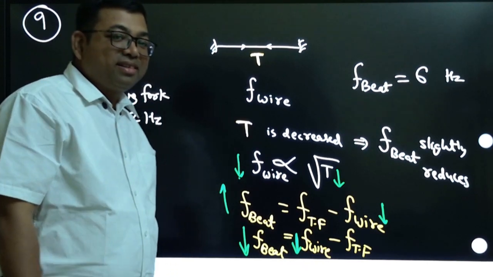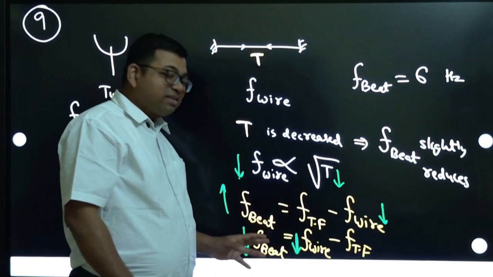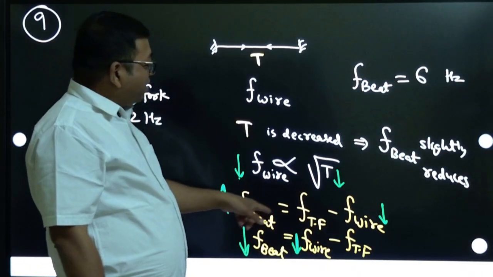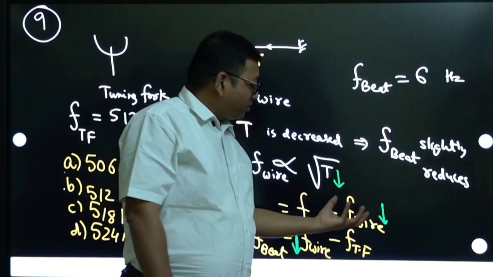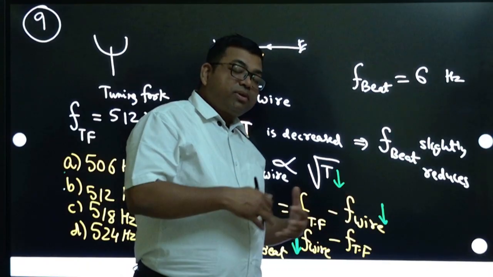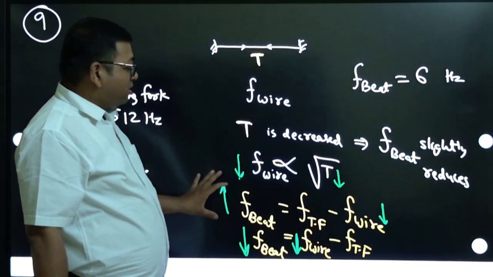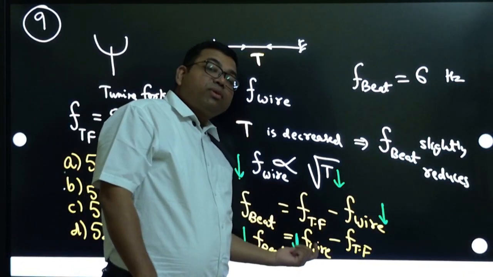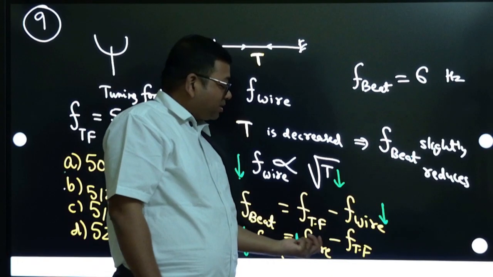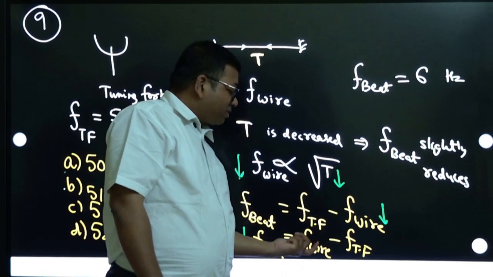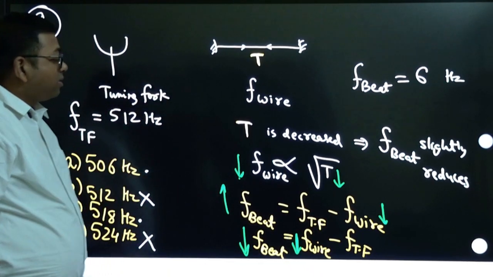Are you getting this? This you need to understand. This is very basic maths. So here you are subtracting. When you are decreasing the quantity which you want to subtract, that means you are subtracting smaller and smaller quantities, so this will be larger and larger. And here the quantity from which you are subtracting is itself becoming small, so this will become smaller and smaller.